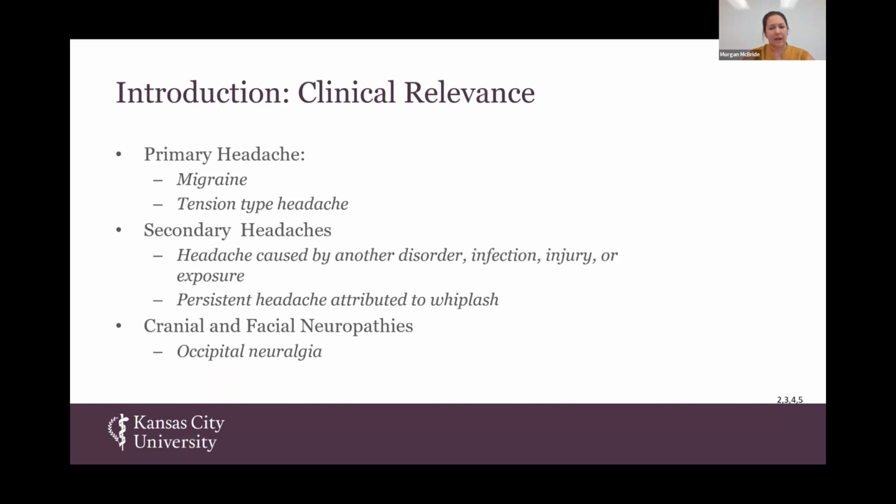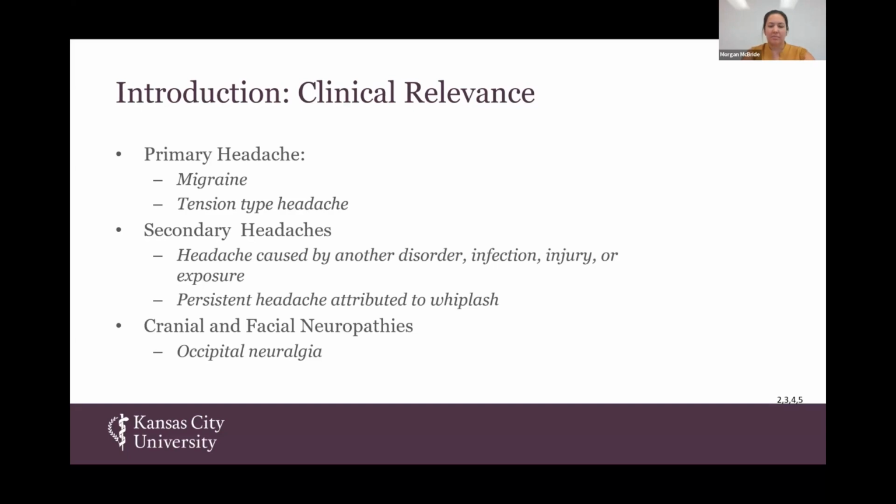They're not typically thought to be due to greater occipital nerve irritation, but the greater occipital nerve converges in the trigeminal pathway in the nucleus caudalis, and that's believed to be why this has good success in patients with migraine and tension type headache.